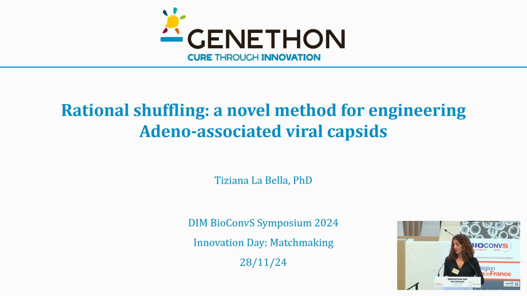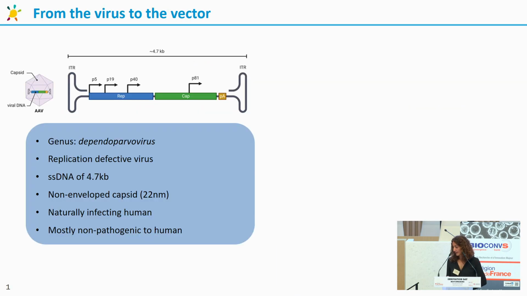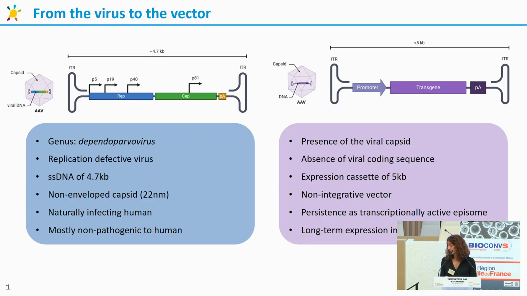Today I'm going to talk about rational shuffling, a novel capsid engineering method for adeno-associated viral vector. First of all, the adeno-associated viral vector are derived from a natural virus, which is known to be replication defective. It's composed of a small genome of 4.7 kilobase. It's a single-stranded DNA genome that is encapsulated in a non-enveloped capsid. So the virus is very small, around 20 nanometer, and is known to naturally infect human, but is also considered mostly as non-pathogenic.